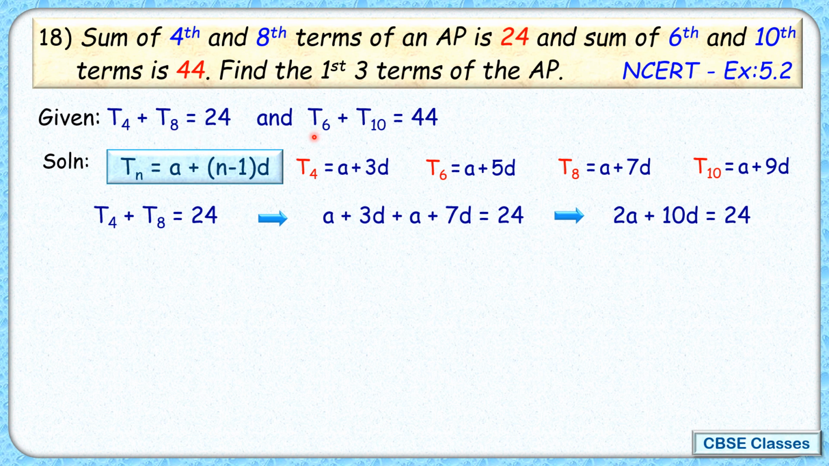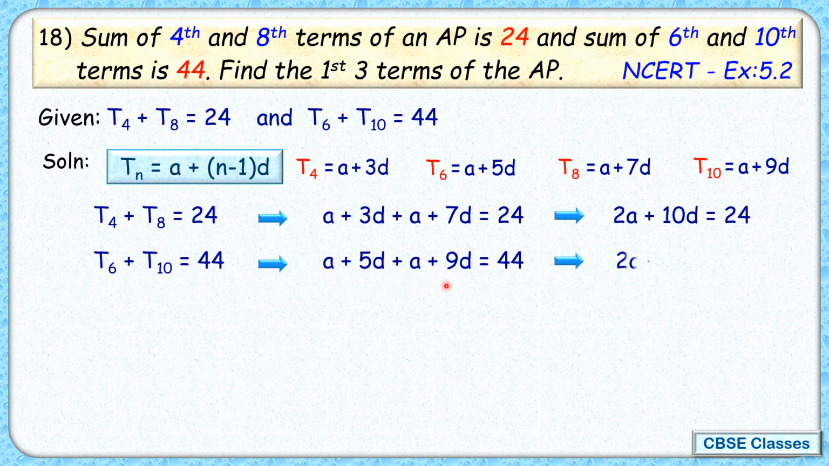Same way, the second condition, that is T6 plus T10 is 44. Putting T6 as a plus 5d and T10 as a plus 9d. So again we simplify this and we'll get 2a plus 14d is 44. And solving it, we have two variables and two equations. So let's subtract these equations.